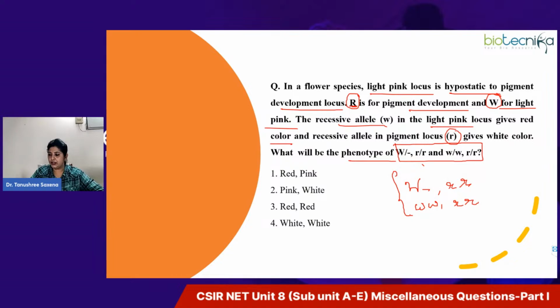Okay, Achal, you have answered first. So option 4. Fine. What about others? Okay, Rahul, you are also saying option 4.